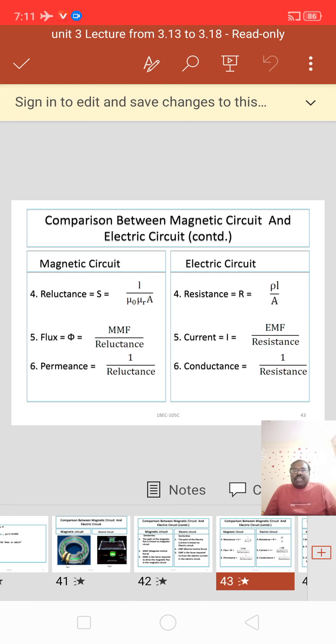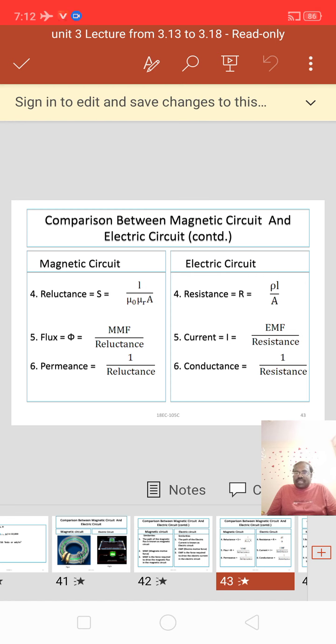Next, reluctance S equal to L by mu naught mu r into A. Resistance R equal to rho into L by A. Next, flux phi equal to mmf by reluctance. Current I equal to emf by resistance. See here, there is a clear cut similarity between the magnetic circuit and the electric circuit.